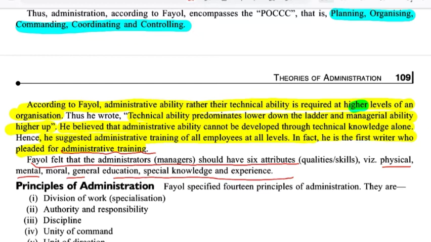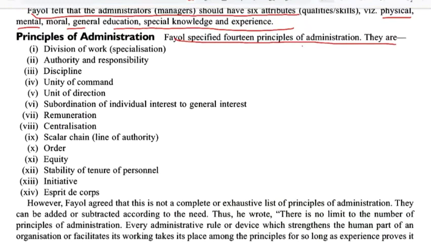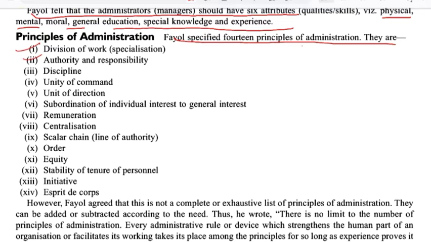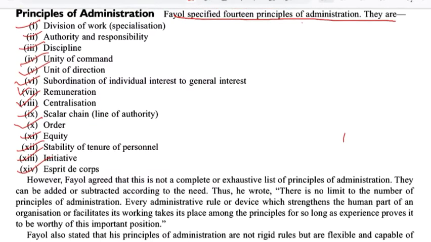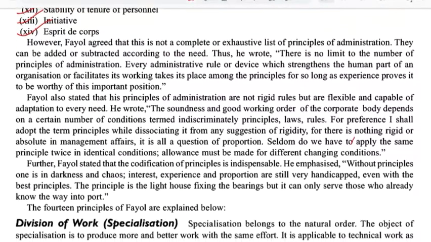Principles of administration. Henry Fayol specified 14 principles of administration. They are division of work, authority and responsibility, discipline, unity of command, unity of direction, subordination of individual interest to general interest, remuneration, centralization, scalar chain, order, equity, stability, initiative and esprit de corps. These are the 14 principles given by Henry Fayol. We will discuss them one by one.